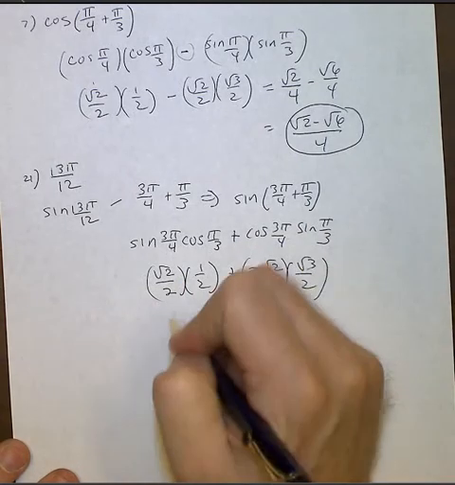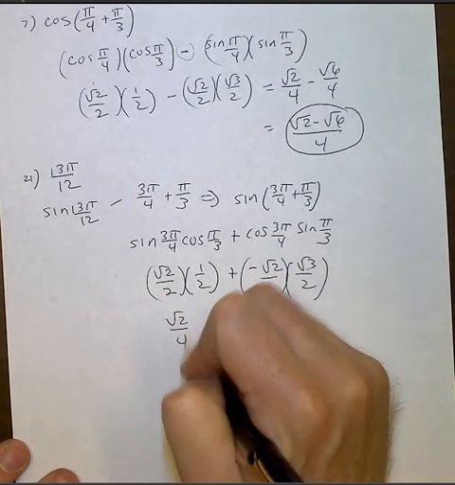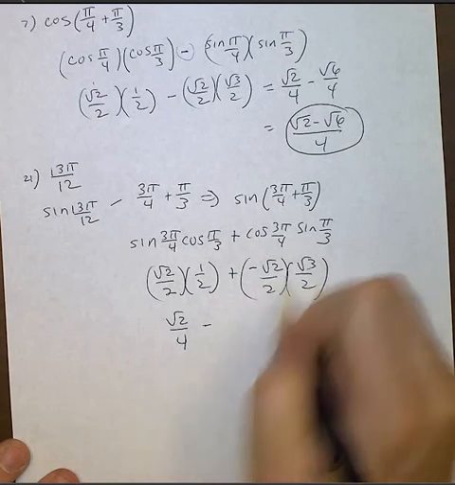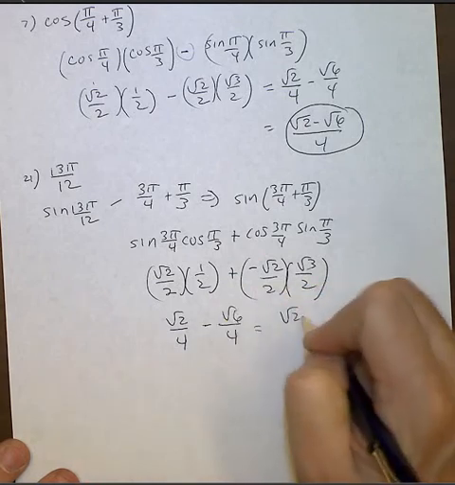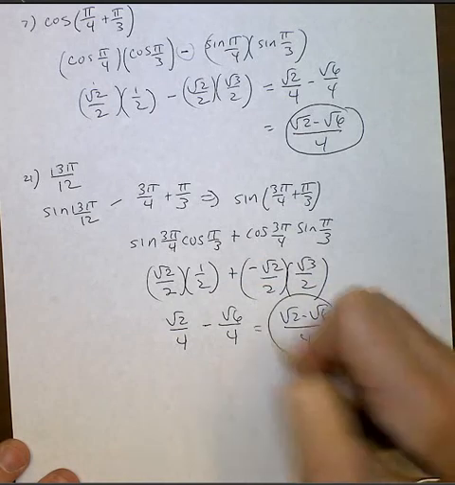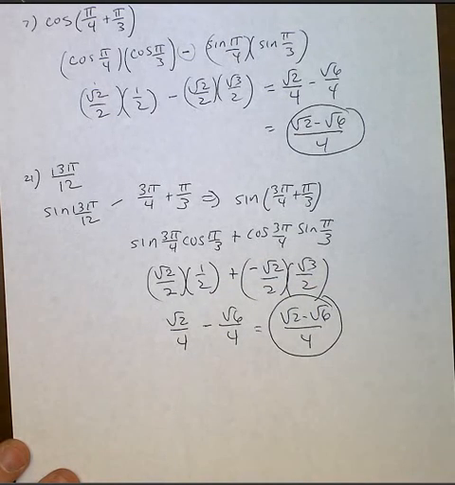Let's go ahead and simplify. We get root 2 over 4. Now it's minus root 6 over 4. And we can put that all under a common denominator of 4. And that's your answer. So we're just plugging and playing into the formula.